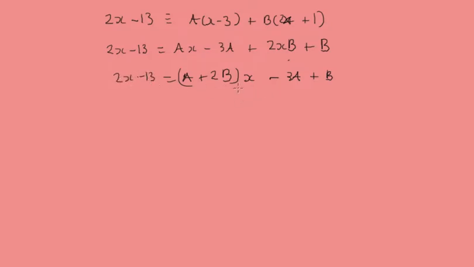If you equate coefficients, the x coefficient, a plus 2b, must be equal to 2. And the constant, minus 13, must be equal to this. So we have minus 3a plus b must be equal to minus 13. So here's equation 1, here's equation 2, and now we have some simultaneous equations to solve.